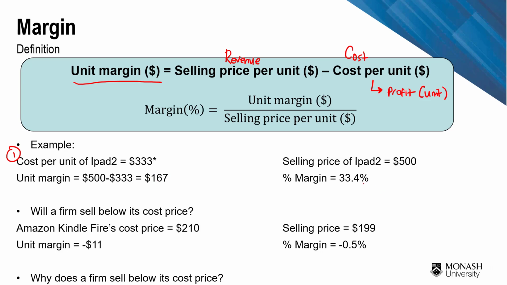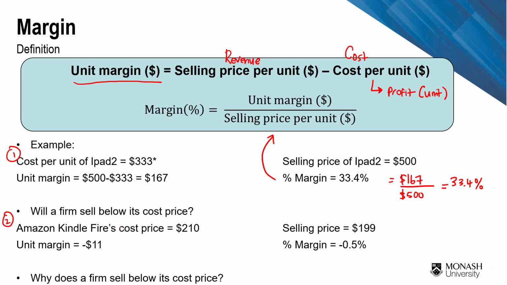And then how would you calculate the margin? You can use the formula here: 167 divided by the selling price per unit, which is 500. If you punch this into your calculator, you should get 33.4%.